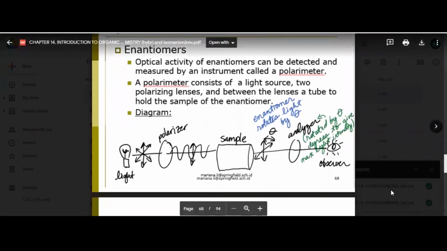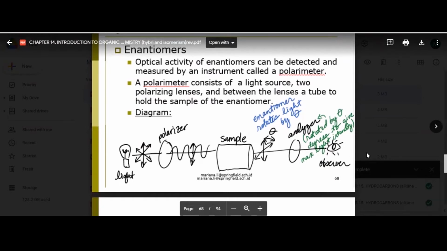This is a polarimeter. A polarimeter consists of a light source, two polarizing lenses, and between the lenses, a tube to hold the sample. This is the observer.